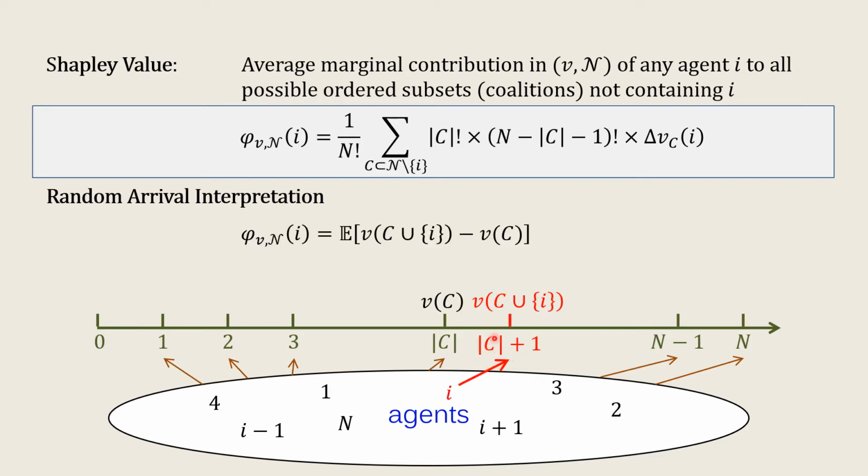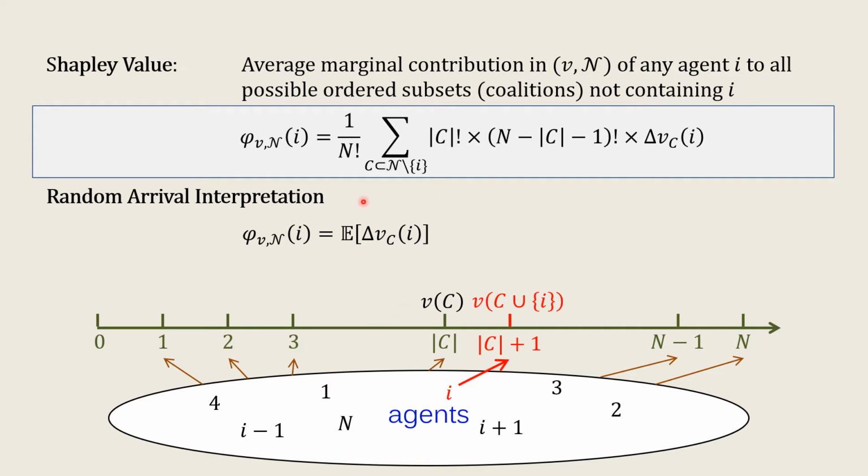And the time instance increases by 1. So now I've replaced the coalition with the sizes, the values of the coalition. So this is the value of the coalition C at this time instance. And at the next time instance, the value of the coalition is V(C union I). And the difference is V(C union I) minus V(C), which is equal to the marginal payoff of agent I in this particular sequence.